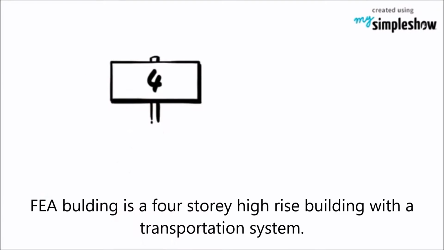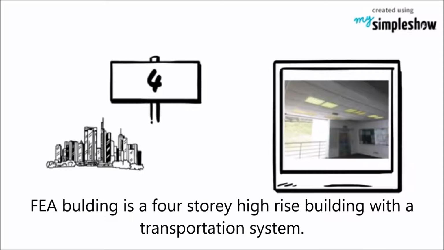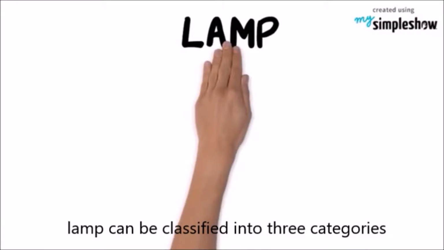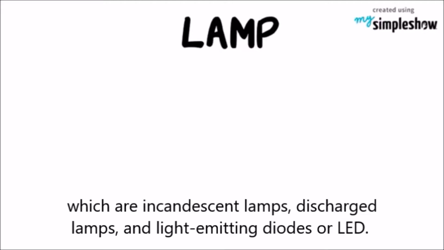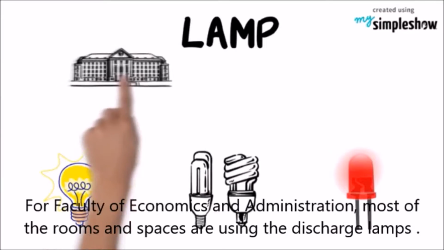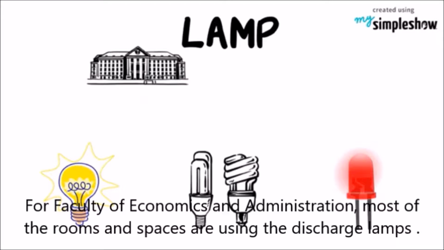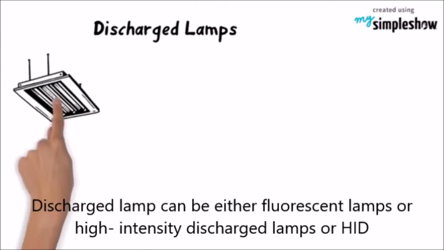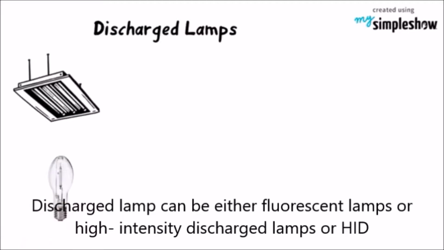The FEA building is a 4-story high-rise building with a transportation system. Lighting system. Lamps can be classified into 3 categories, which are incandescent lamps, discharge lamps, and light-emitting diodes or LED. For the Faculty of Economics and Administration, most of the rooms and spaces use discharge lamps. Discharge lamps can be either fluorescent lamps or high-intensity discharge lamps or HID.